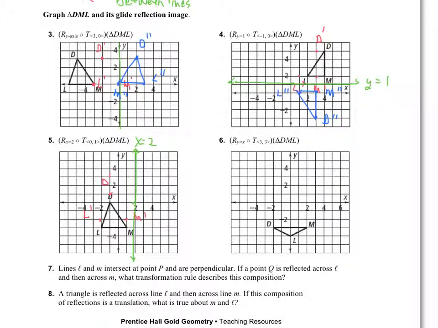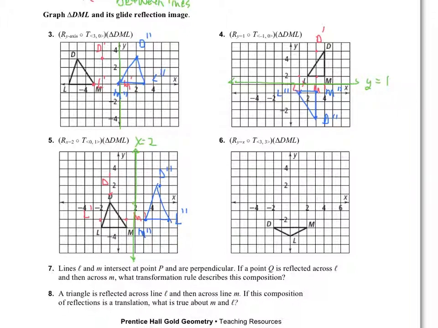And then we are going to take every one of these red points here, and we're going to find the distance that they are away from that green line. So D is 1, 2, 3, so I'm going to go 1, 2, 3 to the right. So then that gives me D double prime. And then L is 1, 2, 3, 4, so I have to go 1, 2, 3, 4 to the right. And so that gives me L double prime. And finally, M prime is just 1 away, so I want to go 1 away on the other side. So that becomes M double prime. And then connect your points, and there's your glide reflection.